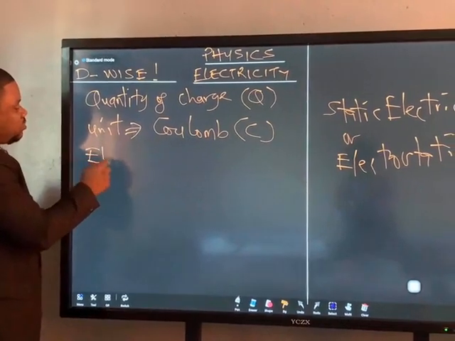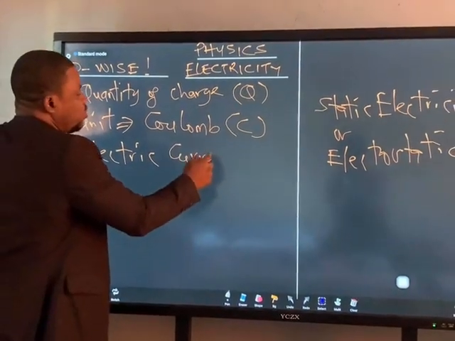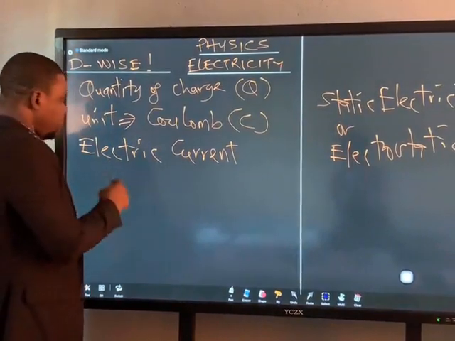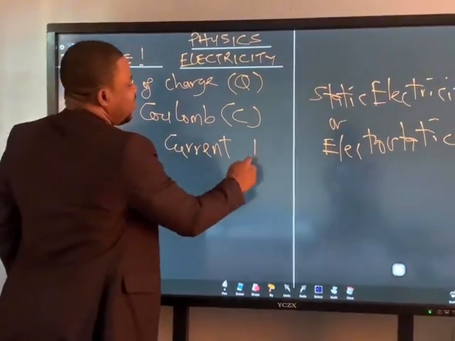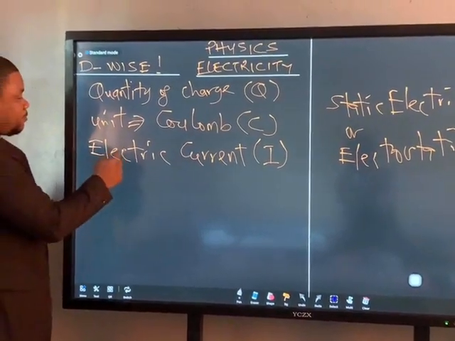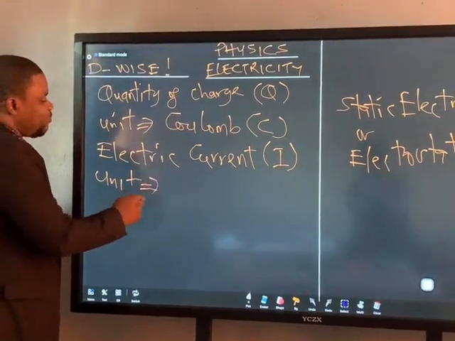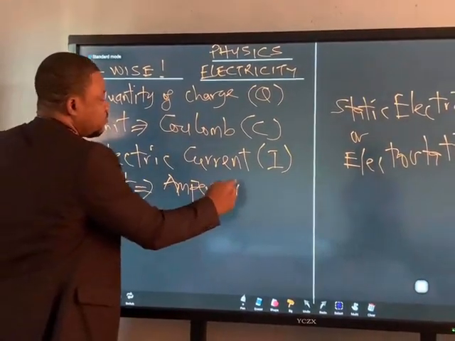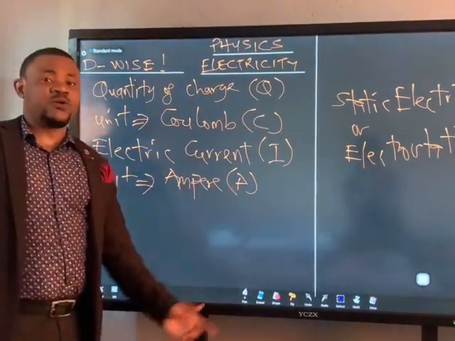The next thing I'm going to talk about is electric current. You do well to write this. You can pause the video and then go over current electricity. Electric current, I mean. The symbol for electric current is I. And the unit, which we have learned from the very beginning, is Ampere. The unit of electric current is what now? Ampere.